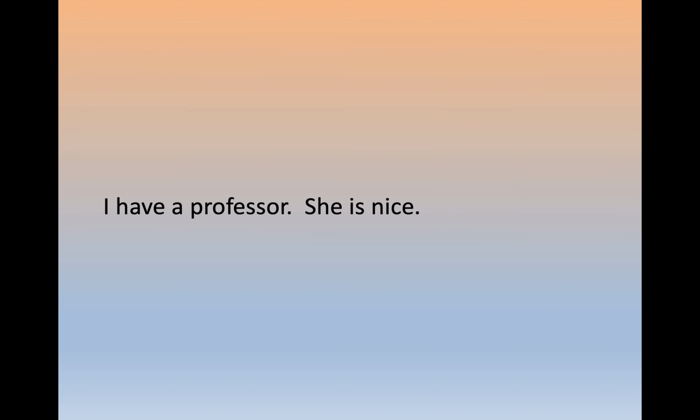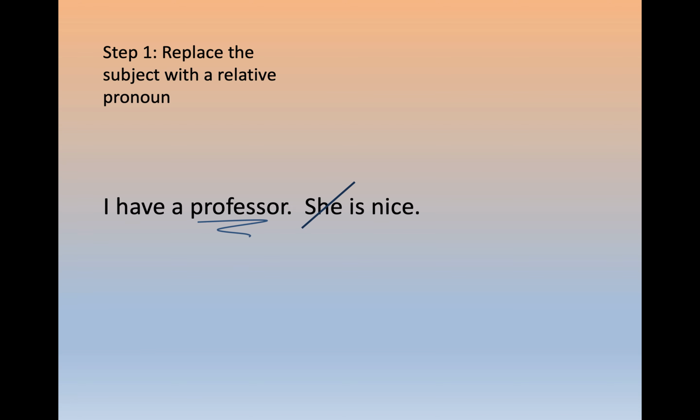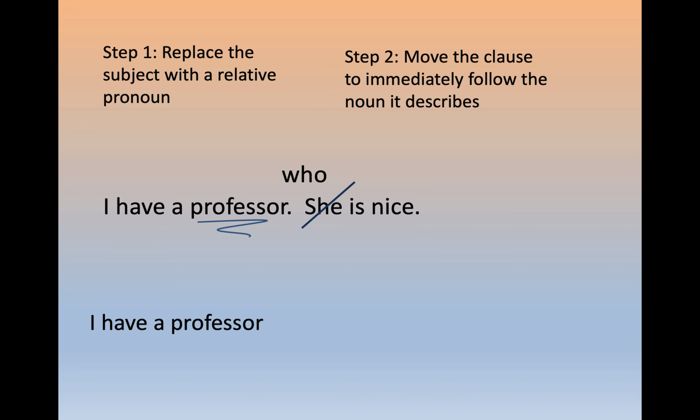I have a professor. She is nice. I'm describing the professor. She is a person, and it's in the subject part of my sentence. So which relative pronoun should I use? Who. And I will put the clause right next to the thing I'm describing. I have a professor who is nice.